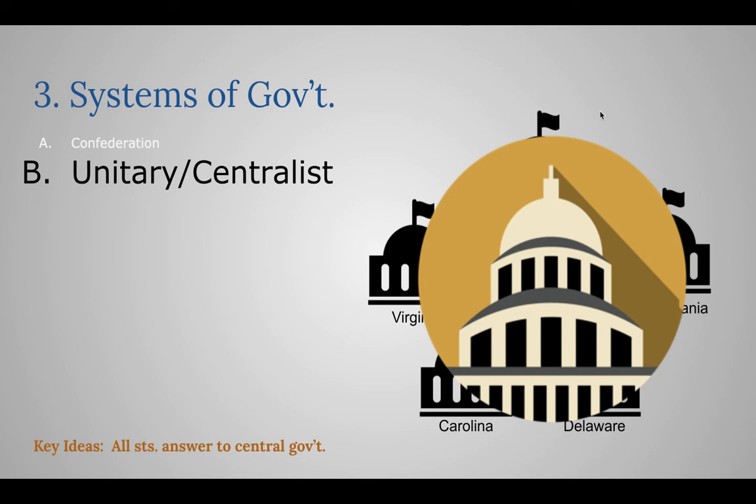The states in this system are not sovereign, and they aren't guaranteed a republican form of government by the central government. The founding fathers really thought of England as a unitary system, right? The monarchy in England they were fighting against, they believed that that was an example of a unitary system.